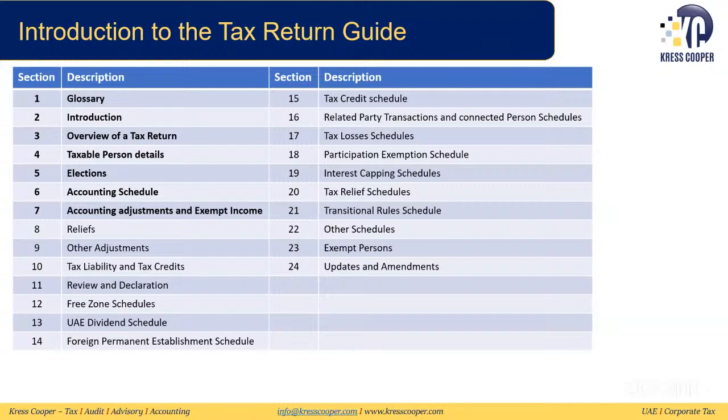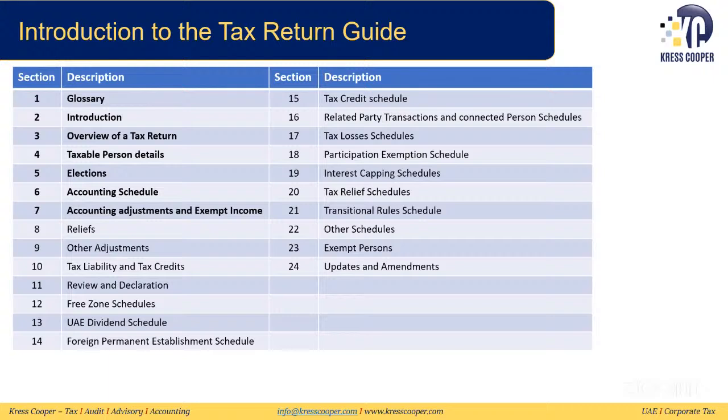If you look at the guide, it has a glossary and introduction like other guides. Then it starts with an overview of a tax return. The taxable person detail is there. Elections are there that need to be made for various different cases in the tax return. Then we have the accounting schedules, accounting adjustments and exempt income section. We have reliefs, other adjustments, tax liability and tax credit, then review and declaration. Till here, this is kind of where the tax return will end.